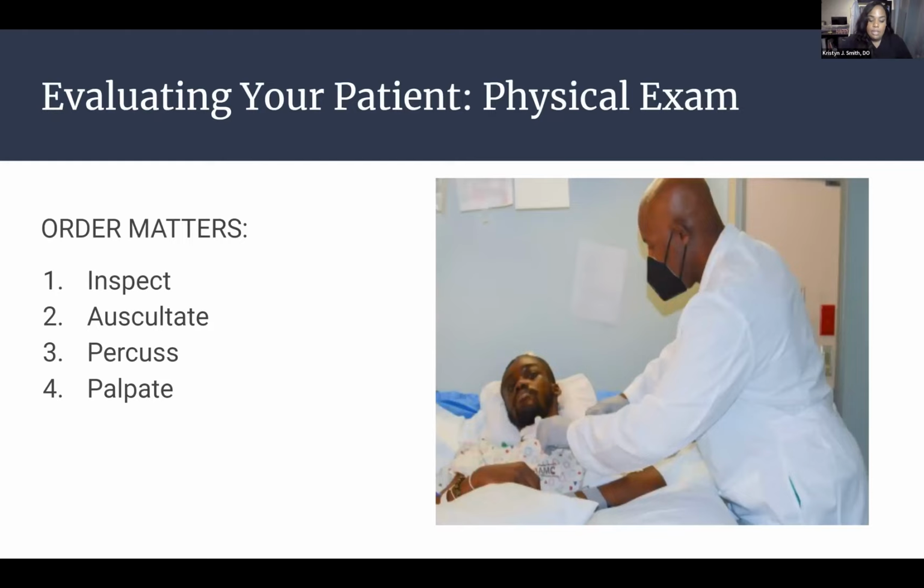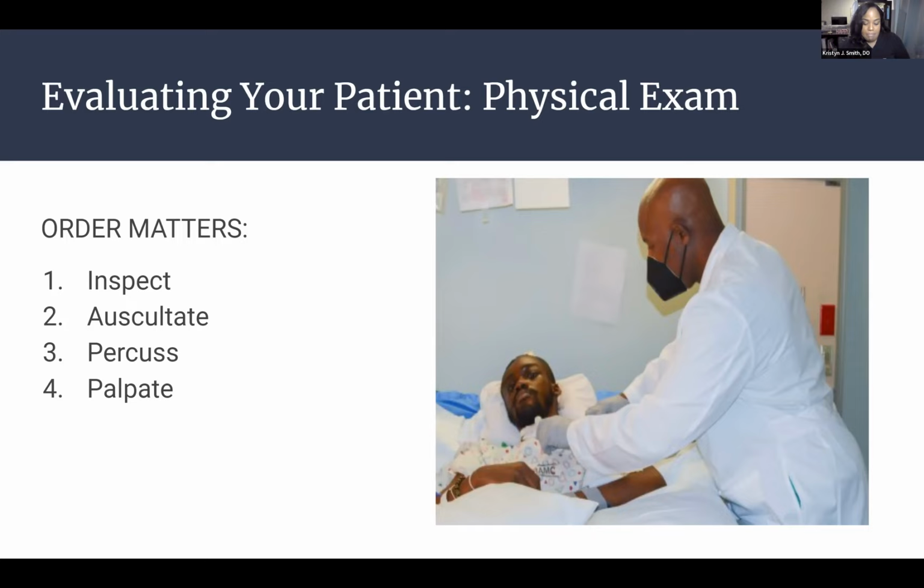So with all chief complaints and symptoms, you want to make sure that you're doing a thorough physical exam. When examining a patient coming in with abdominal pain, your order of how you perform the physical exam matters. So you want to inspect, auscultate, percuss, and palpate. Now, I'll be honest, it's rare that I am percussing the abdomen, but according to the textbooks, you should. So that is how you're being taught.